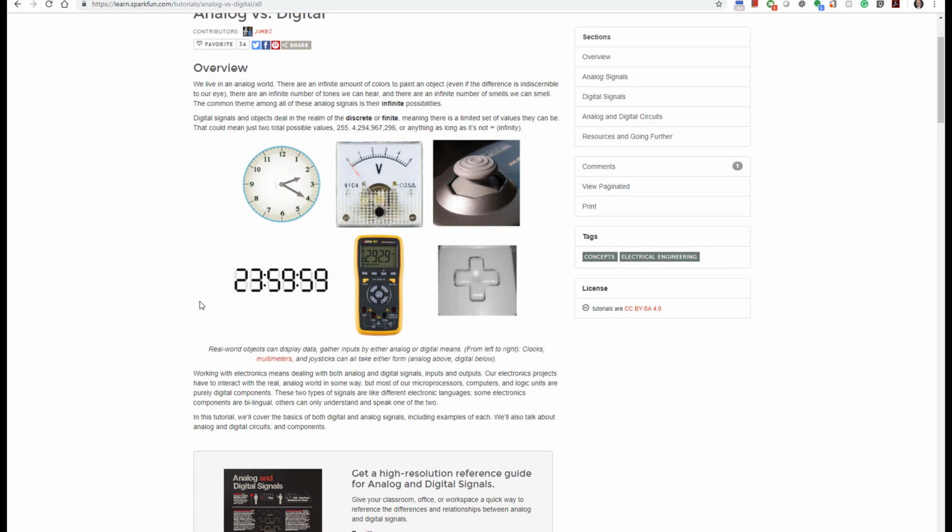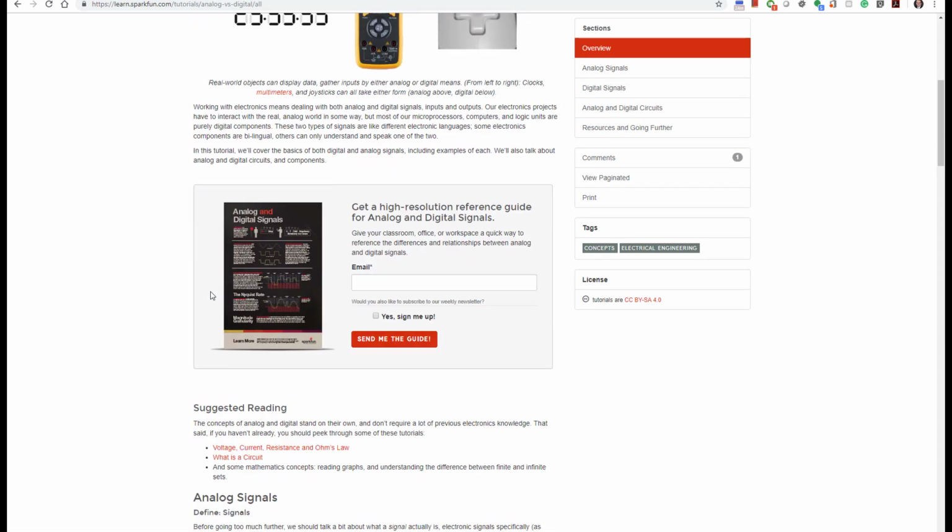I wanted to point out a few things in the article. Hopefully you've taken the time to review this yourself. When we're talking about analog signals, we can think of a clock as an analog signal. This is an analog voltage that is taken. Down here we have digital signals. They can only be represented in a state. So that's a very important distinction that we find.